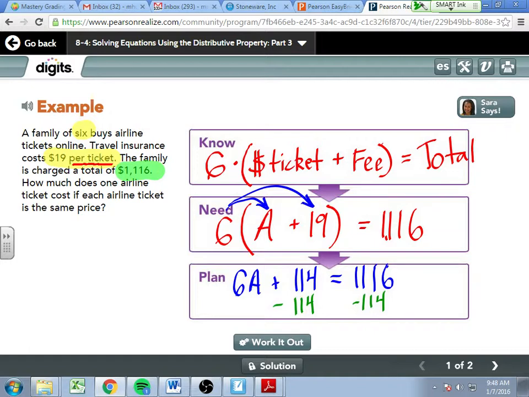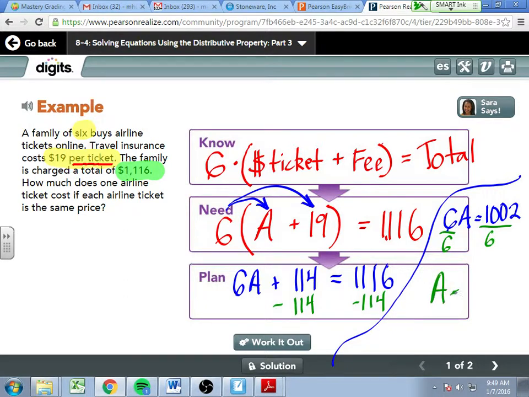So we subtract by 114 on both sides. I'm running out of space, so I'm going to have to move over here. That leaves me with 6a equals $1,002. Last thing we do, class? Divide by? Yep. Divide by 6 on each side, which tells me that each airline ticket, and guys, this is cheap for a flight. What'd you say it was, 167? That is cheap for an airline ticket. How much is an airline ticket? Anywhere from a couple $100 to $1,000.